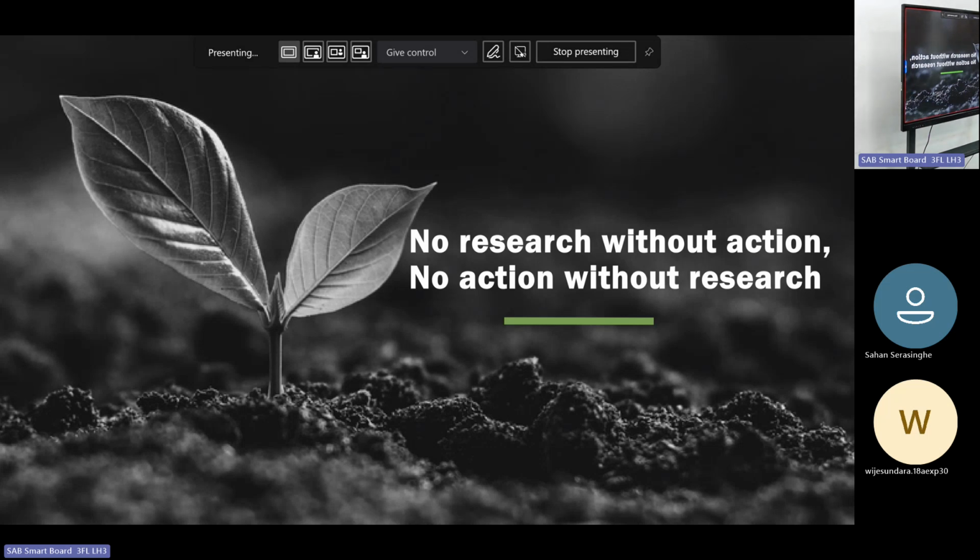The second one, what does it mean? No action without research. What do you mean by no action without research? You can't go to a new step, you can't initiate something without doing the research. So action is very important in research. Action in the sense of not fighting. You need to actually engage in your research field, in research activity.